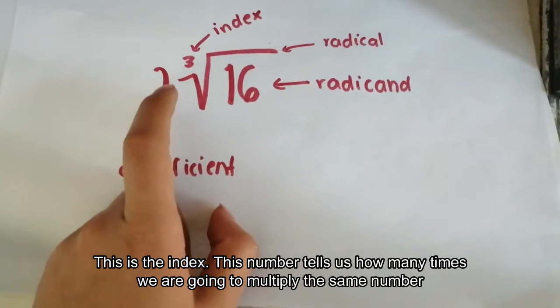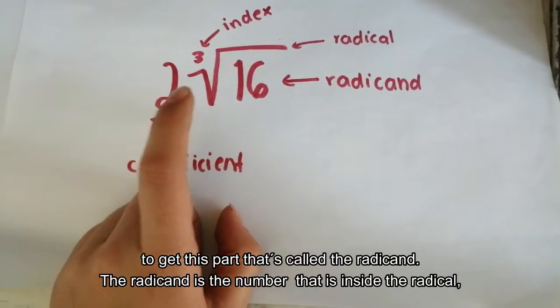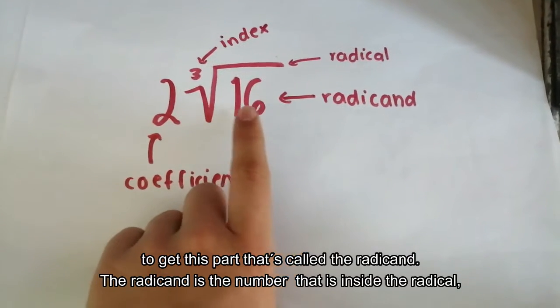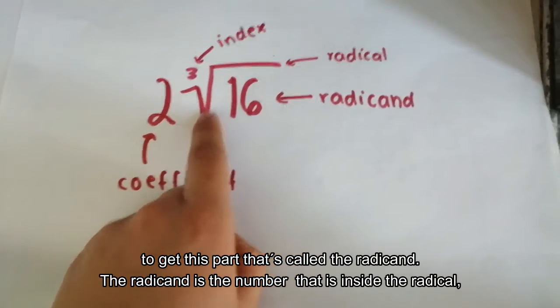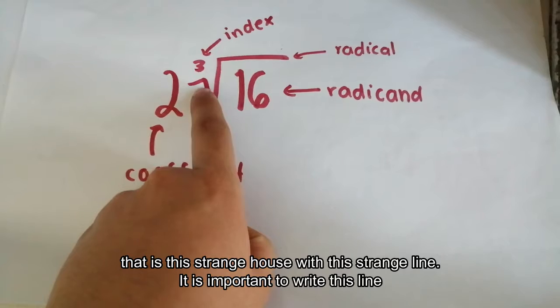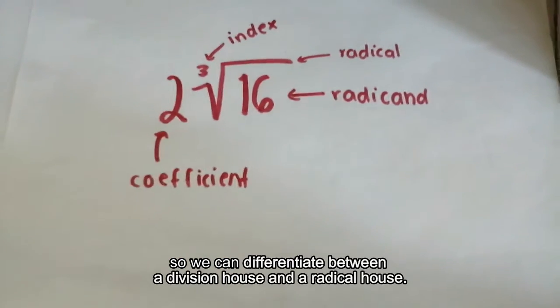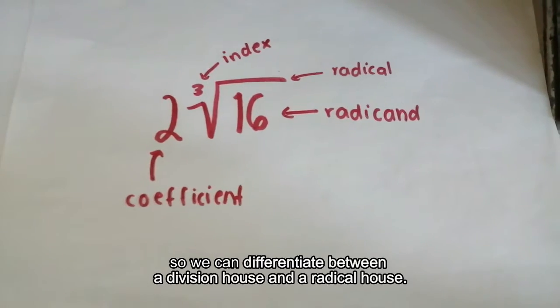This number tells us how many times we're going to multiply the same number to get this part. That's called the radicand. The radicand is the number that's inside the radical. That is this strange house with this strange line. It's important to grade this line so we can differentiate between a division house and a radical house.